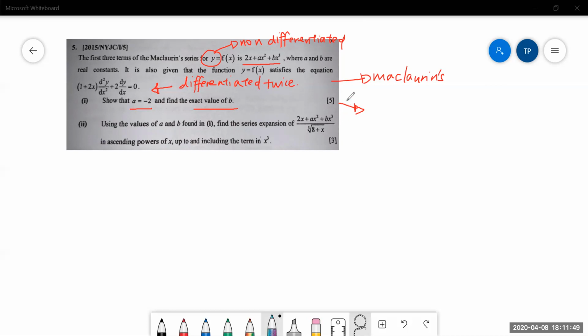Let's come back to Maclaurin's. This equation here is differentiated twice, but this one we have not differentiated at all. But how are we going to show that A is equal to -2? What do you think? I'm giving you a very obvious clue. Haven't differentiated at all, differentiated 2 times, and we have an A right here. How to find? Use the formula, like the one in the MF26.